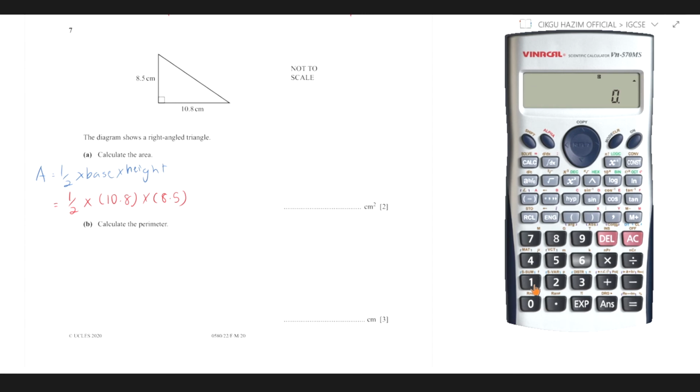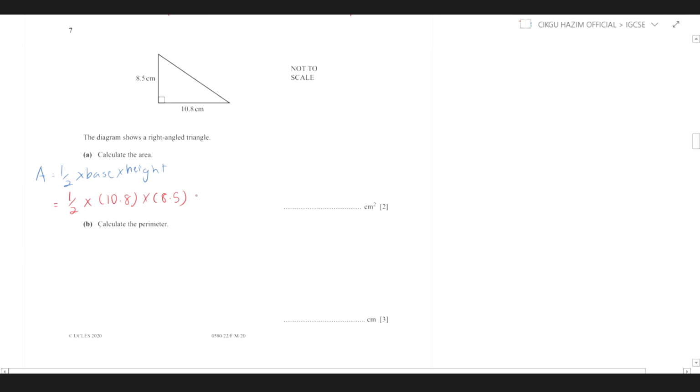Okay, so what did I do? I always do 10.8 and then multiply by 8.5. I press equal, then I divide it by 2, which also means multiplying by 1/2. Alright, so you're gonna get the answer 45.9, and the unit is already given, 45.9 centimeters squared. Okay, so the next thing here is to find the perimeter.